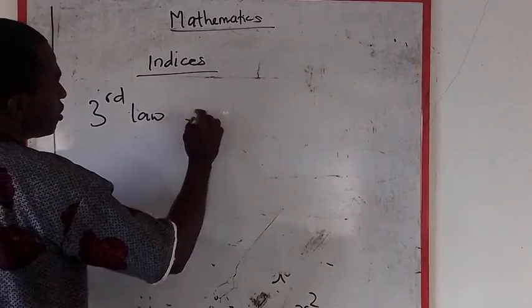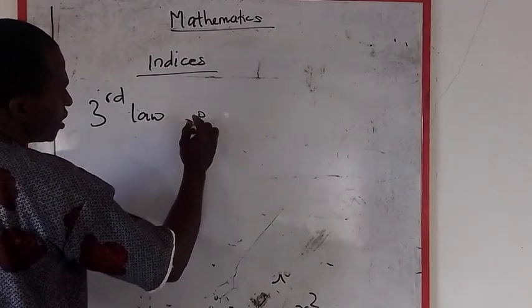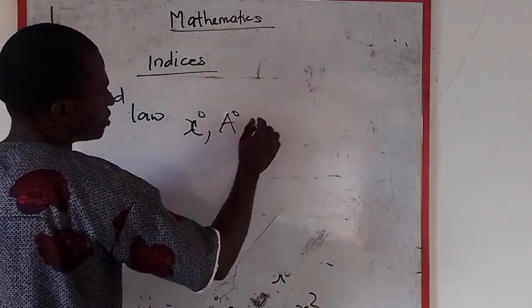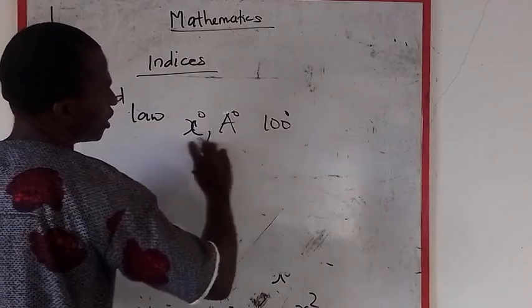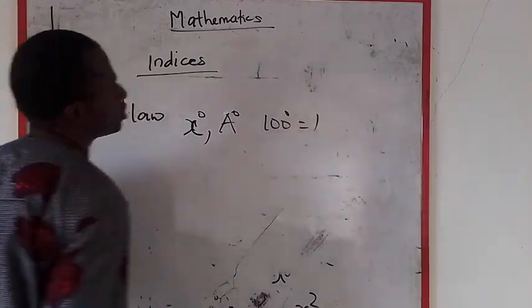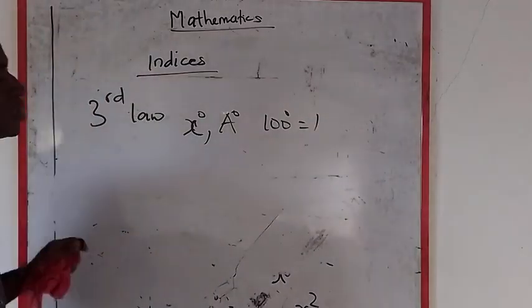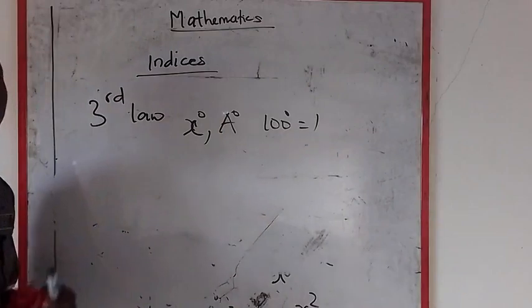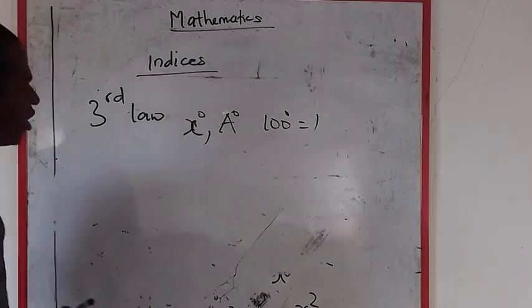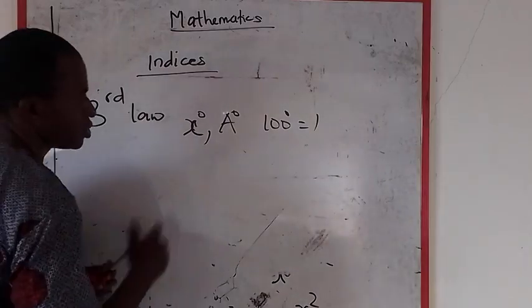that anything raised to power 0, whether it is x, whether it is a, anything, 100, the number, numerical, alphabet, or whatever, anything raised to power 0 is equal to what? 1. Anything anywhere, whether Q, whether P, whatever, whether it's 1 million, any number raised to power 0 is equal to what? 1.